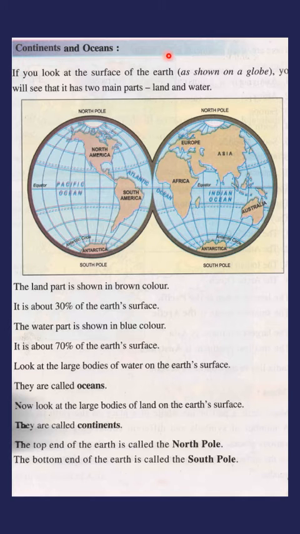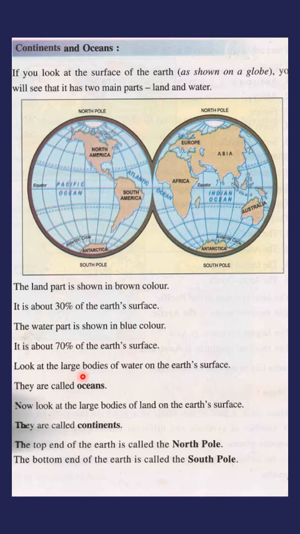Continents and oceans. If you look at the surface of the Earth as shown on the globe, you will see that it has two main parts, land and water. The land part is shown in brown color. It is about 30% of the Earth's surface. The water part is shown in blue color. It is about 70% of the Earth's surface.